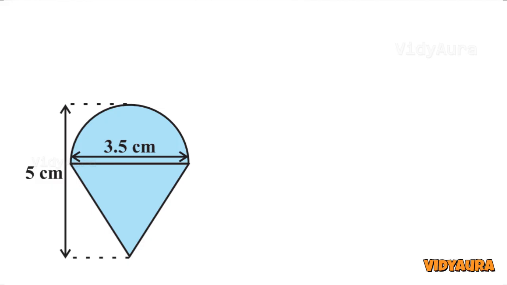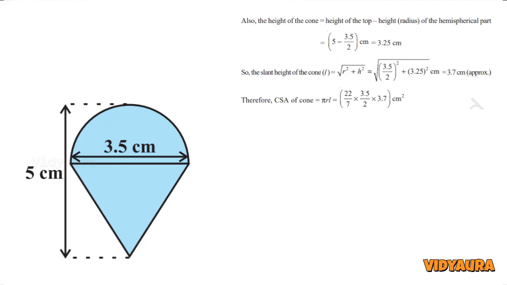Now for the cone. To find its area, we're going to need its height. So we know the total height of the toy is 5 centimeters. And think about the hemisphere part. Its height is just its radius, right? Which is 1.75 centimeters. So to get the height of just the cone, we take the total height and subtract the hemisphere's height. So 5 minus 1.75 gives us 3.25 centimeters for the cone's height.